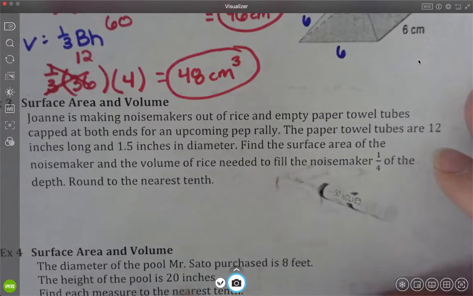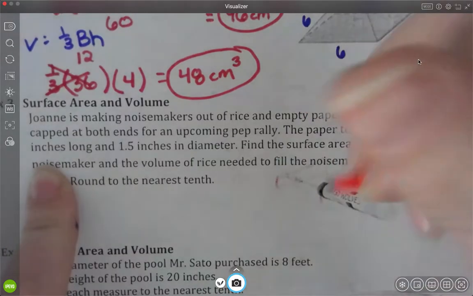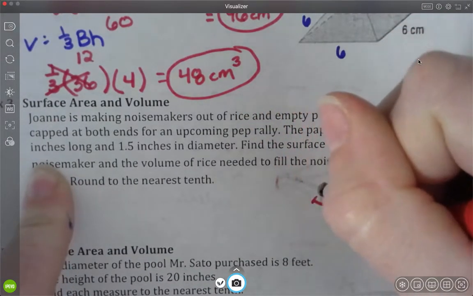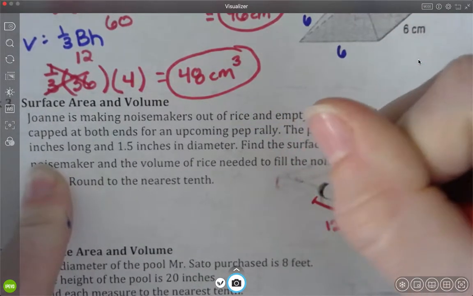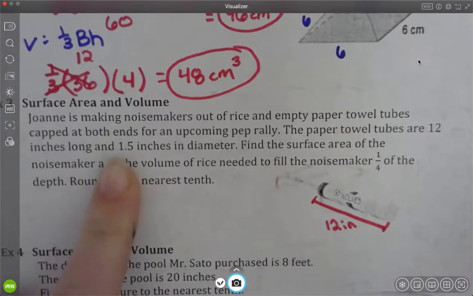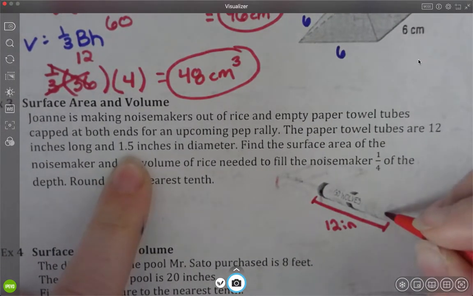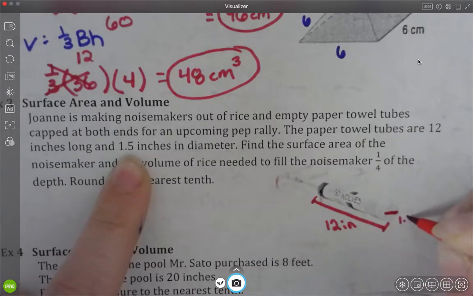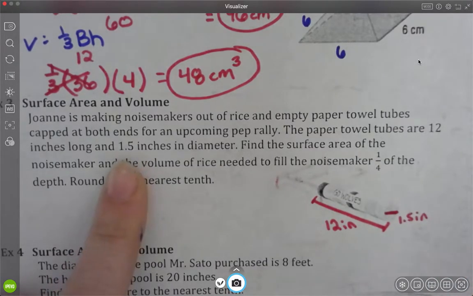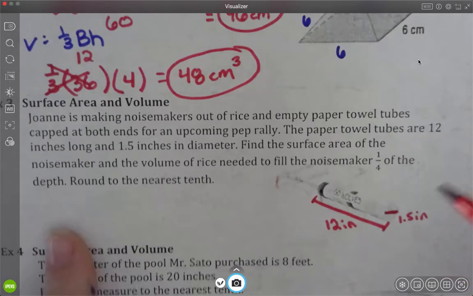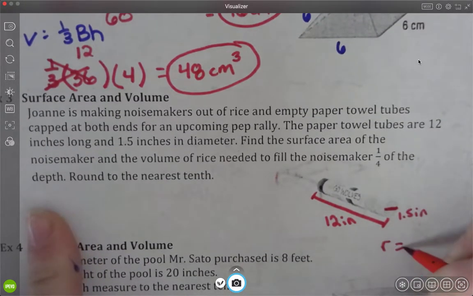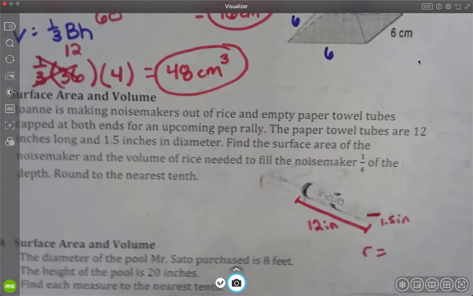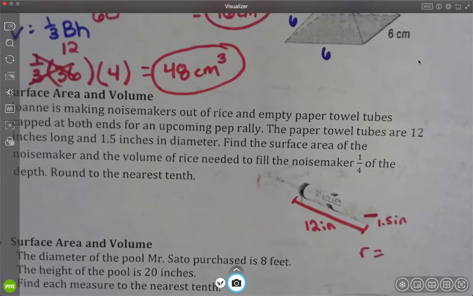This paper towel tube is 12 inches long. So I'm going to go like this. 12 inches from there to there. And then it says the diameter is 1.5. So from here to here, that's 1.5 inches. Now, none of our formulas involve diameter. They all involve radius. So if my diameter is 1.5, what will my radius be? 0.75. It's half of that, right?